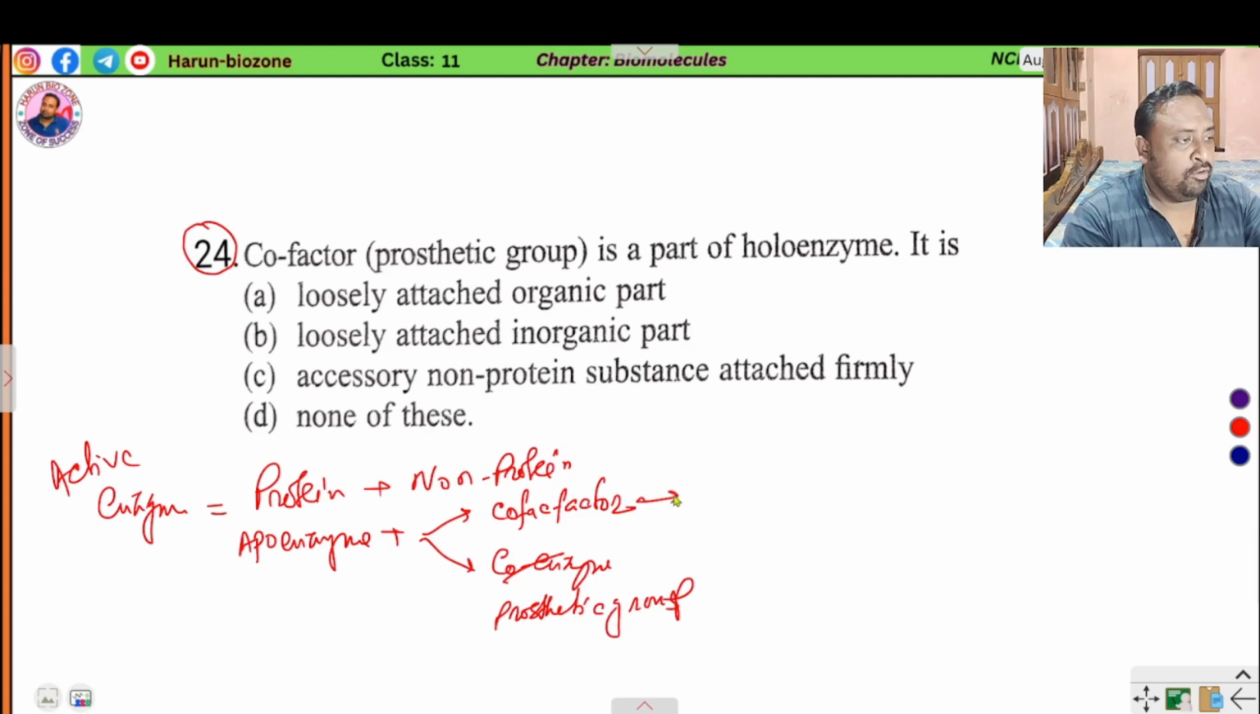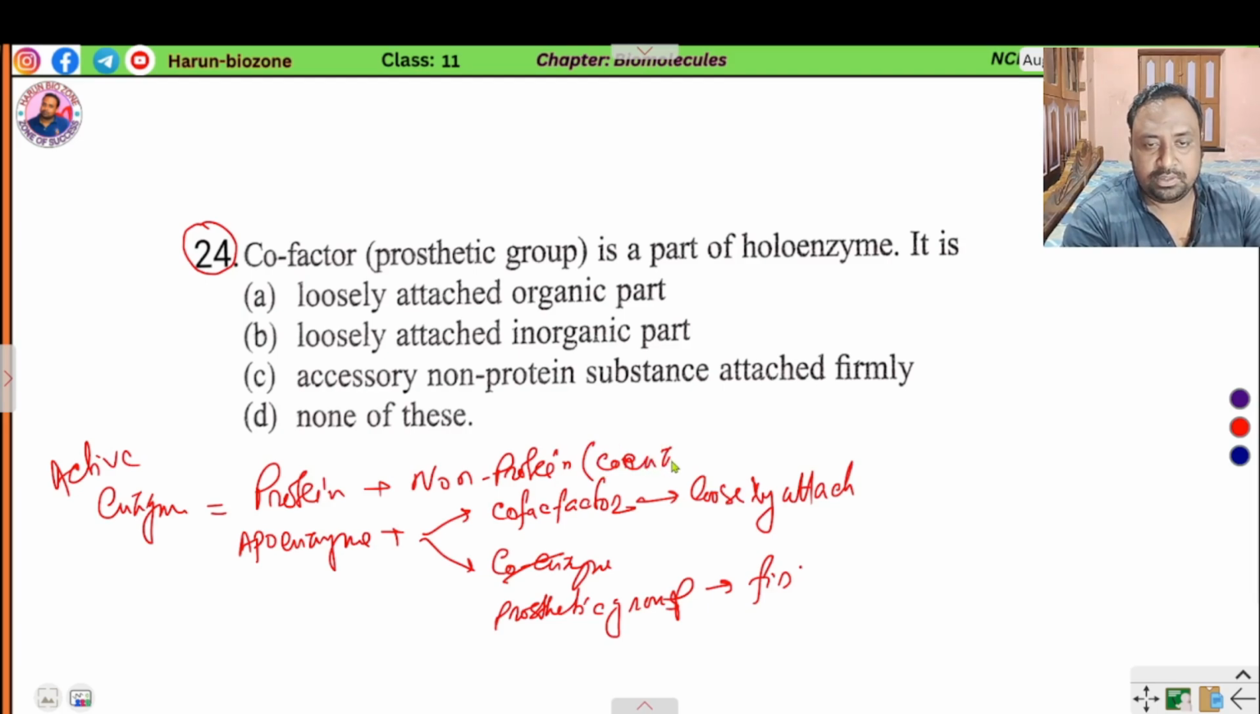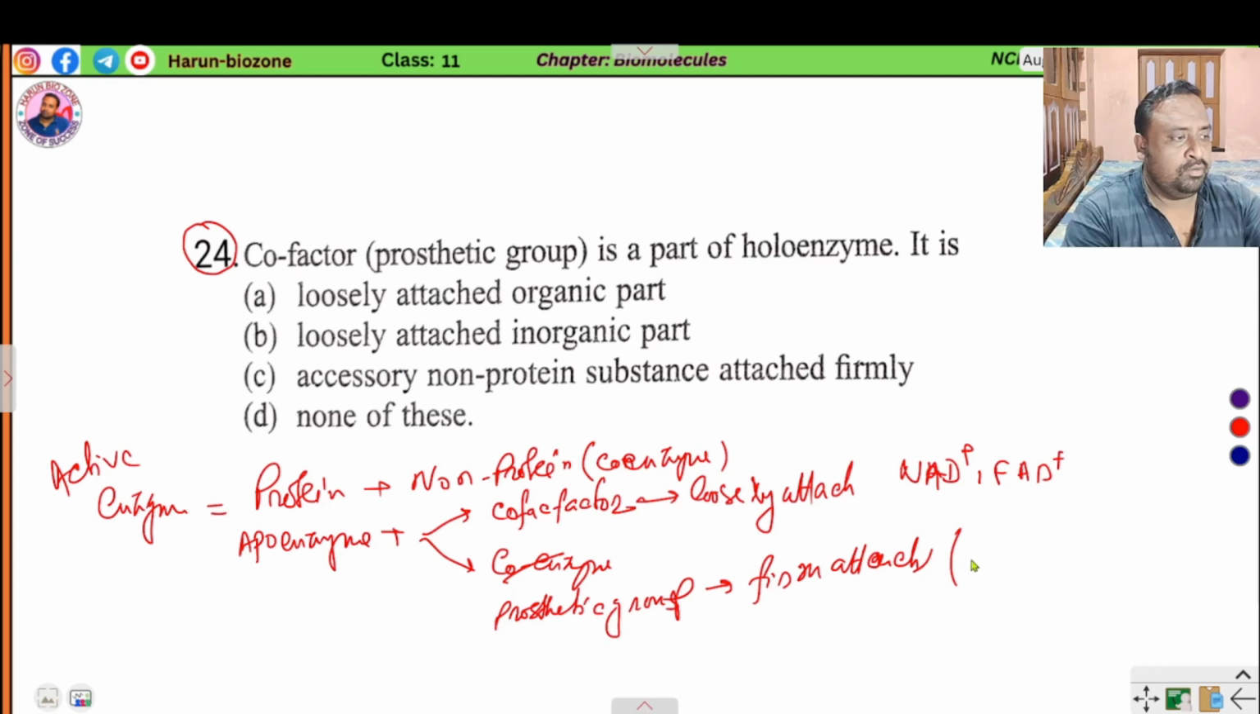When this non-protein part is loosely attached to the protein part, this is called a cofactor. When it is firmly attached to the protein part, or apoenzyme part, this is called a prosthetic group. The examples of cofactors are NAD, FAD, and here biotin.